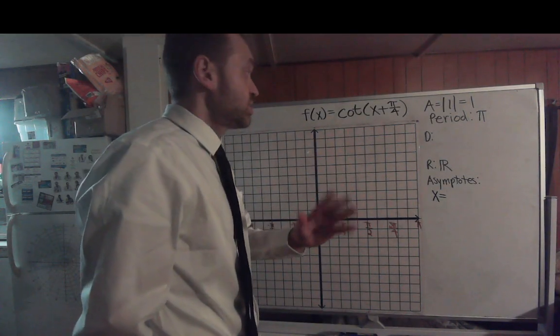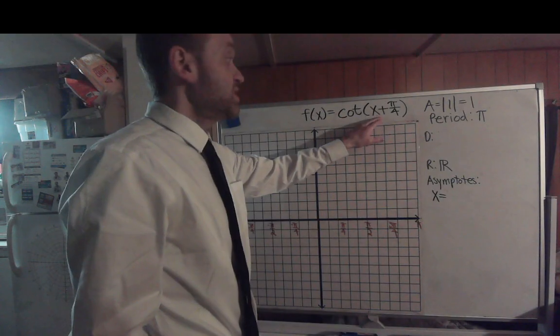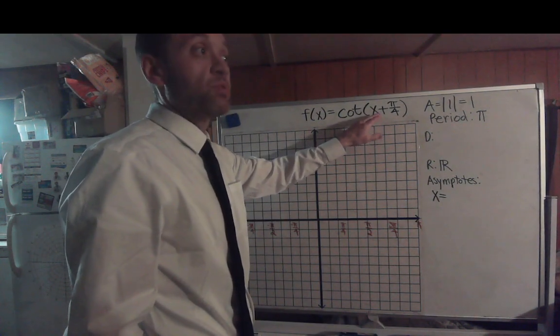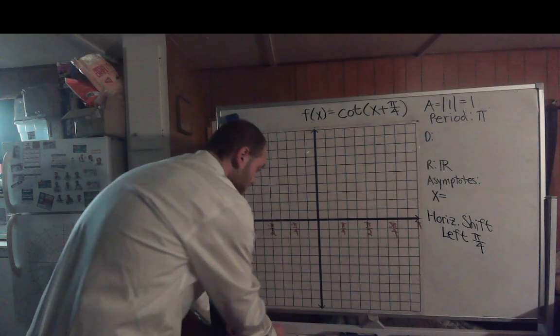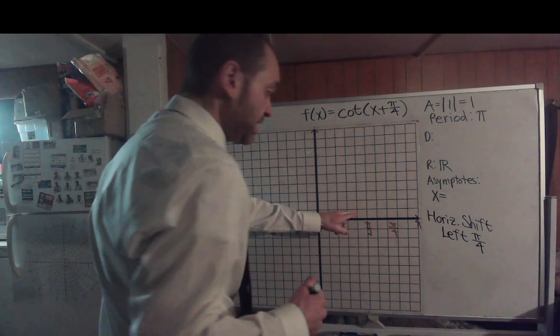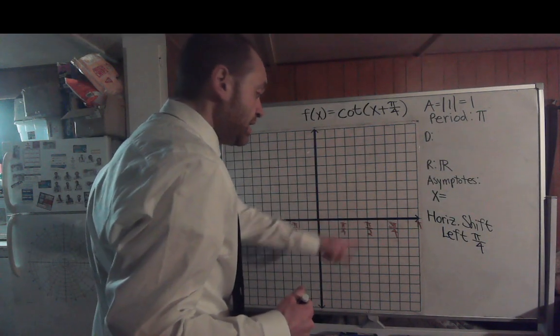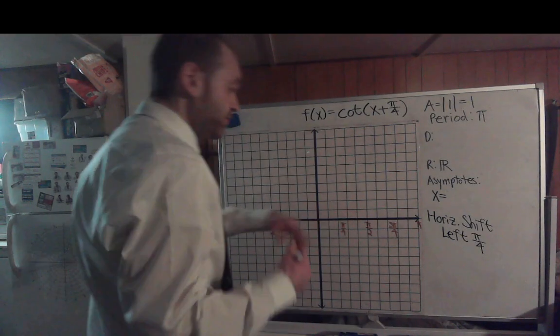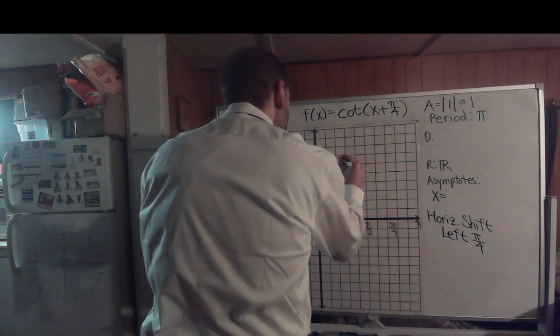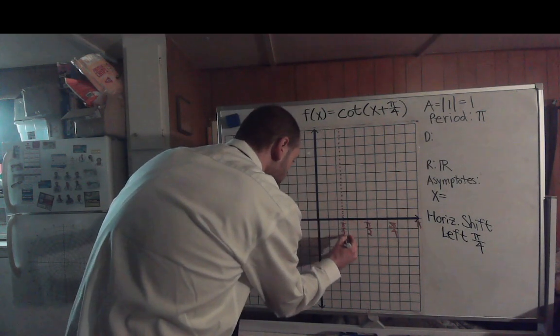But what's changed? Well, let's look at that x plus pi over 4. If you set x plus pi over 4 equal to 0, you'll get x equals negative pi over 4. So you have a horizontal shift left pi over 4. Well, that's going to shift your asymptotes. So if we're going left pi over 4, what does that mean? That means from pi over 2, we go left pi over 4. That'll put you at an asymptote of pi over 4. So let's draw an asymptote of pi over 4.